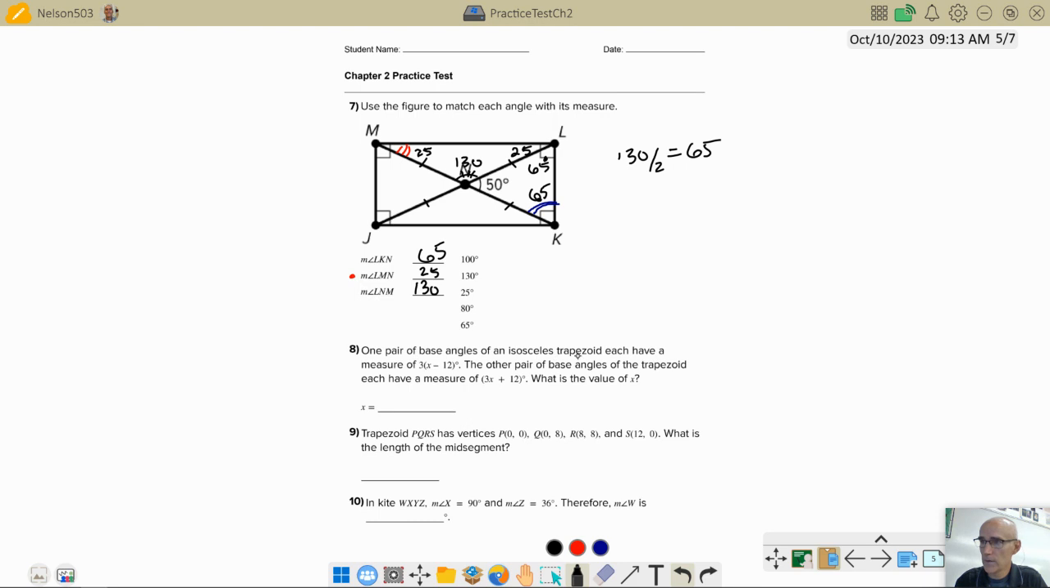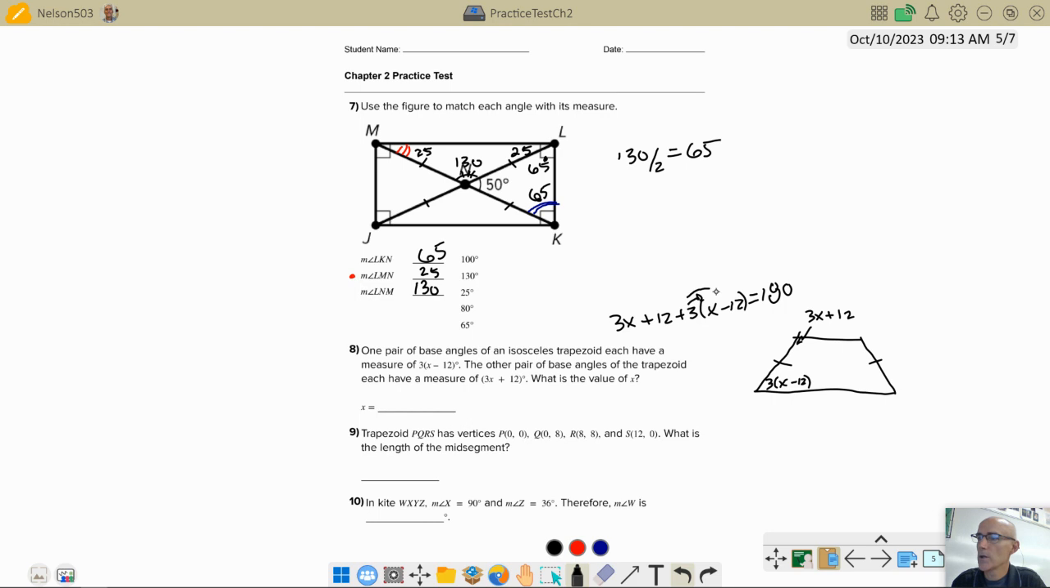One pair of base angles in an isosceles trapezoid. Okay, well, let's draw an isosceles trapezoid. That's a trapezoid-looking shape with legs equal. It says one pair of base angles in an isosceles trapezoid each have a measure of 3 times x minus 12. And the other pair are 3x plus 12. Well, together, these two added together have to equal 180. So I'm just going to set 3x plus 12 plus 3 times the quantity x minus 12 equal to 180. And I'm going to solve this algebra.